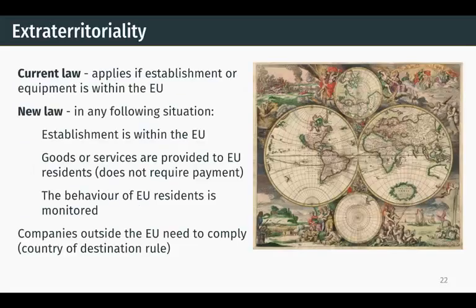With the current law, so the Data Protection Act, or the different laws in the different European countries, the law applies if the establishment or equipment is within the EU. With the new law, as long as you're in any of the following situations, then the new law applies. If the establishment is within the EU, as previously; if the goods or services are provided to EU residents, and that does not necessarily mean payment, so if you are using a free service, it's still the case; and if the behavior of EU residents is being monitored. So companies outside the EU need to comply, and this is also called the country of destination rule.